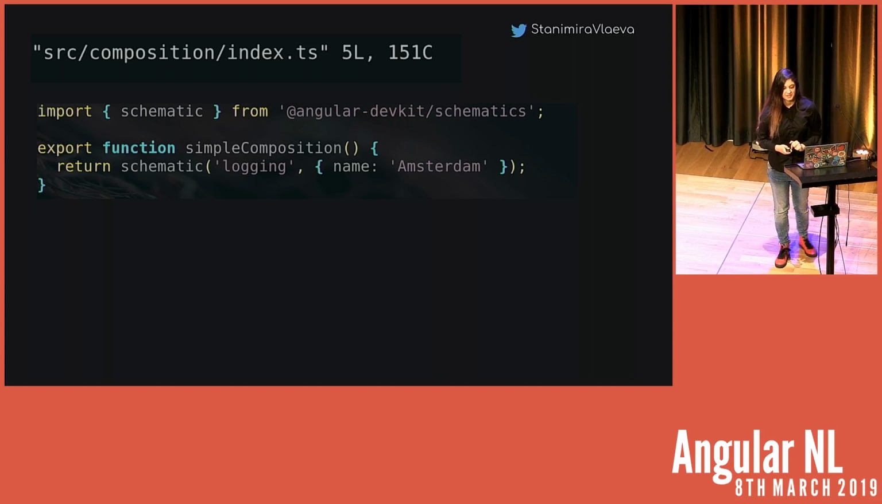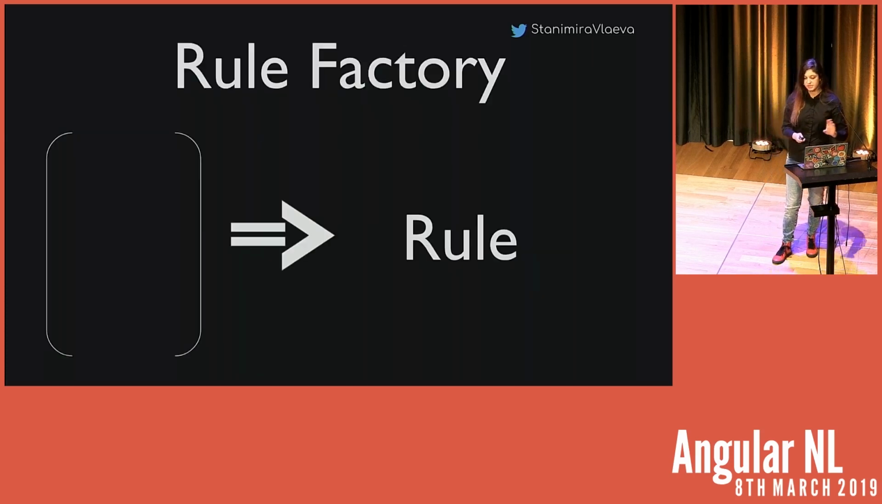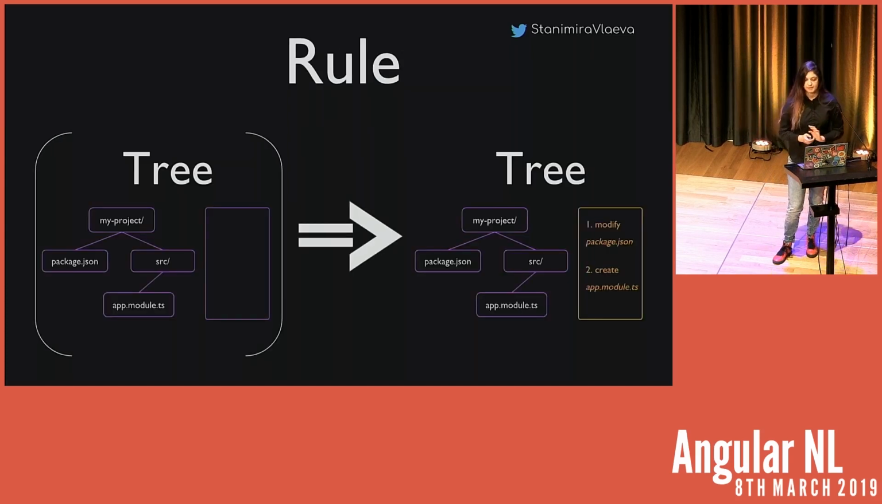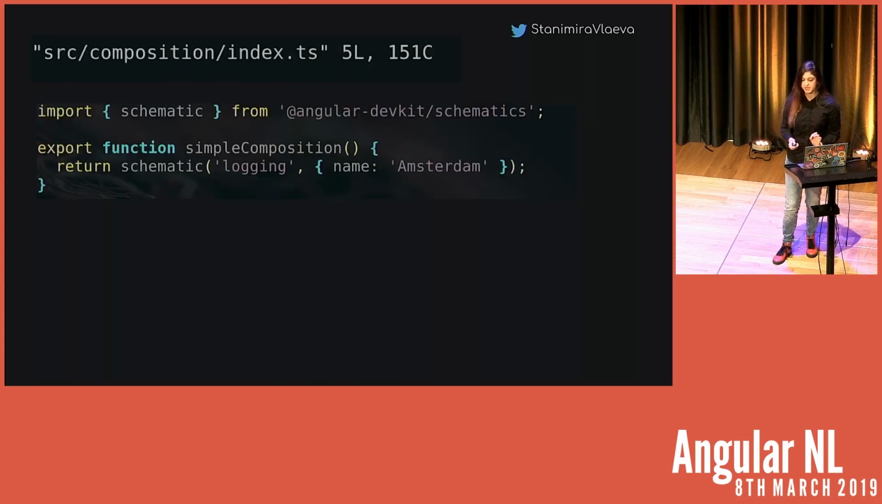Cool. All right, a little bit on rule factories. Just a reminder, a rule factory is a function that returns a rule. And a rule is a function which returns a tree. And this may be a little bit confusing here because we're not providing any tree to this rule factory. But this is very important to get when you first start trying to do anything with schematics, that usually if you don't have to provide the tree as an argument, it's using the base tree.